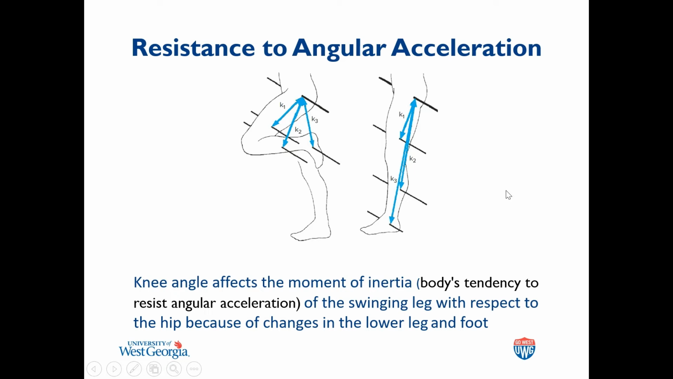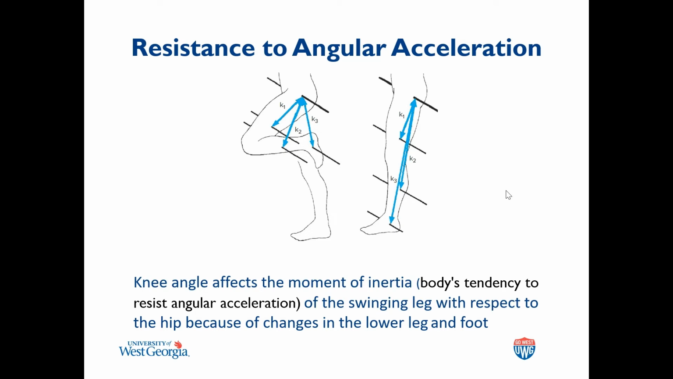So when it comes to angular acceleration, resistance does play a big role. Realize that when it comes to human body movements, different angles of other joints related to the one that we are moving can make a big difference. If we see here, someone has a straight leg versus someone having a bent leg at the knee, and so the knee angle when we're moving our hip affects the moment of inertia, the body's tendency to resist angular acceleration.